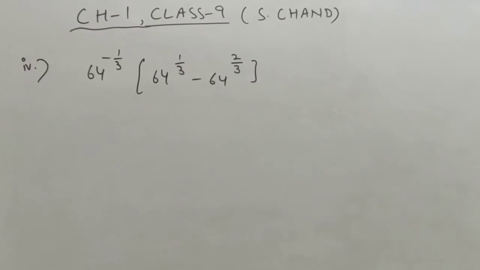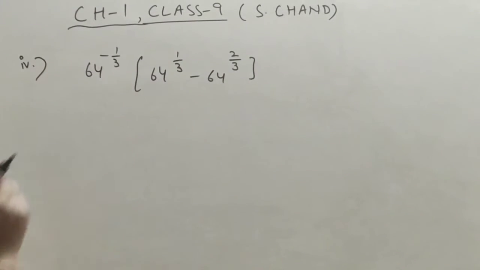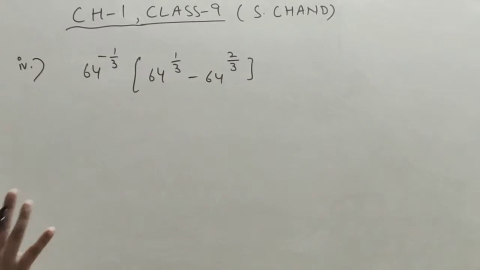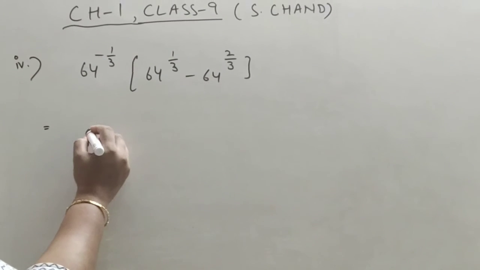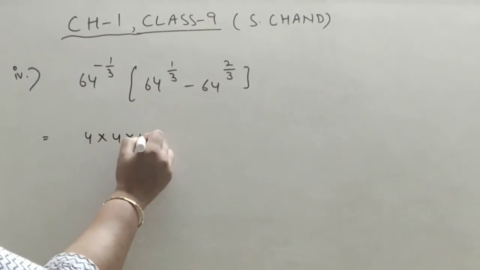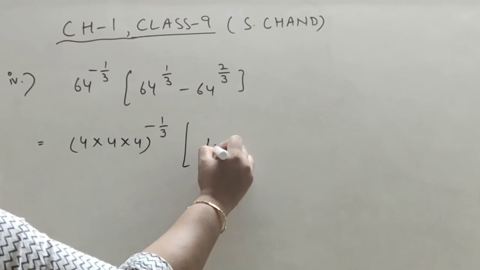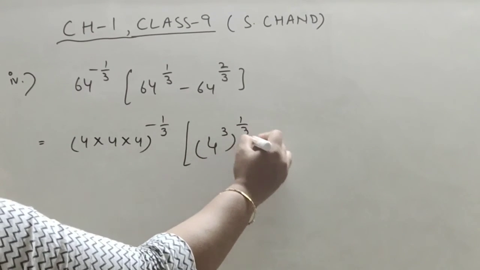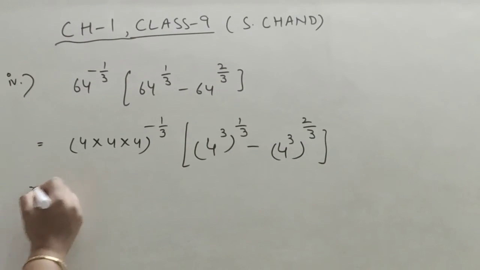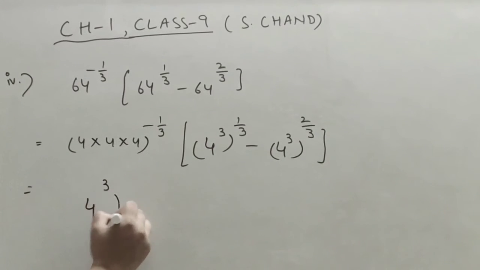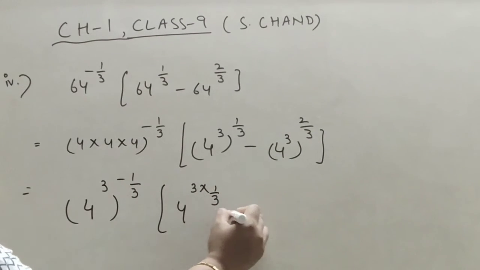Now it is the next question of the radicals. So here, this question is of simplification, that means we have to find out the value of this. So it is 64. So we can write it as 4 into 4 into 4 to the power minus 1 upon 3. Okay, in the bracket it is also 4 to the power 3 to the power 1 upon 3, and here 4 to the power 3 2 upon 3, like that. So you can write it as 4 to the power 3 to the power minus 1 upon 3, and here multiplication of the powers.